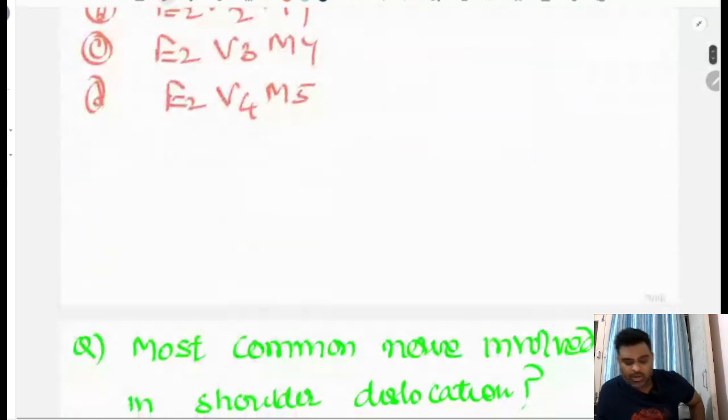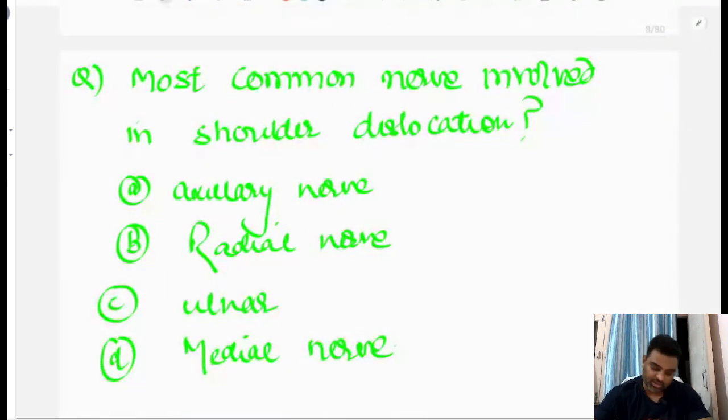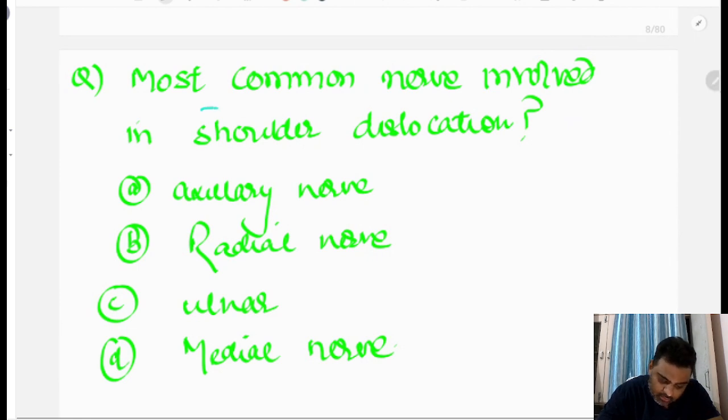The most common nerve involved in shoulder dislocation. Shoulder dislocation mein most common nerve kaun si involved hogi? The most common nerve involved in shoulder dislocation will be the axillary nerve.